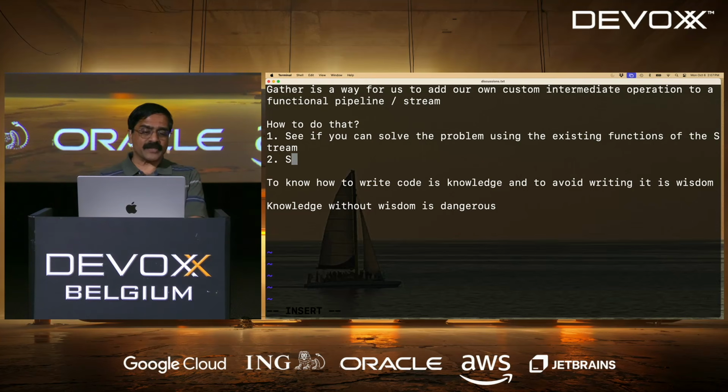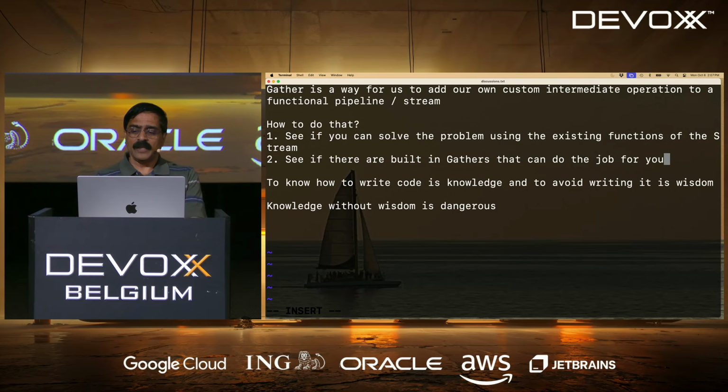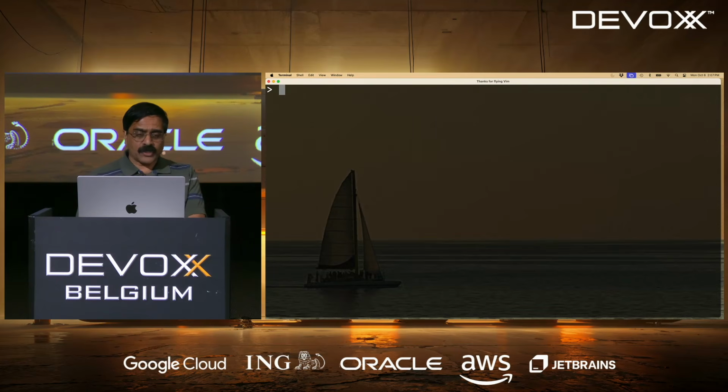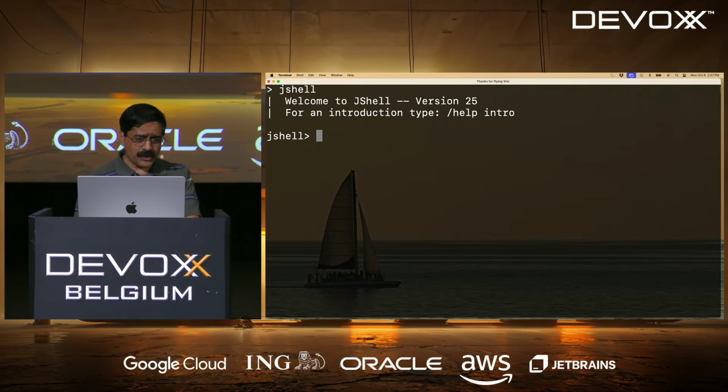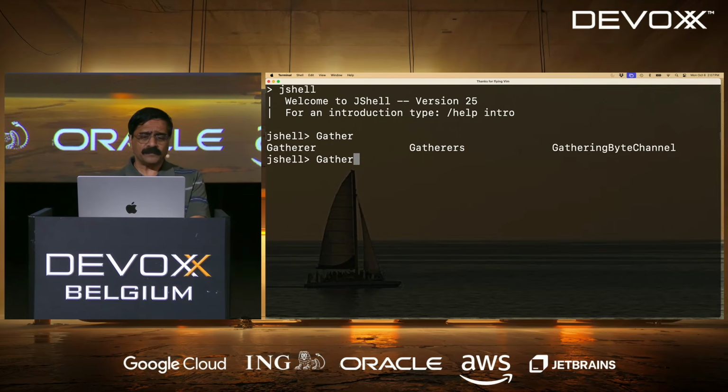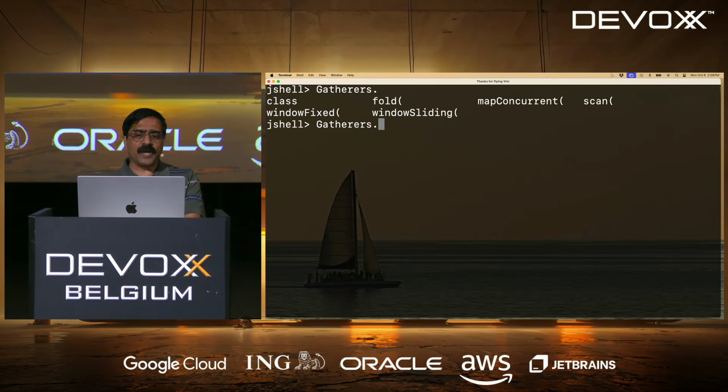The second step is see if there are built-in gatherers that can do the job for you. This is yet another suggestion I really have. If you have a built-in gatherer, I would rather use that, because it's always better to use a function than to have to go create one all by yourself. That's a lot better, isn't it? If I go here to Java, I can say Gatherer, and you can see there is a Gatherers sitting right there, and Gatherers dot, and you can see some built-in functions sitting right there.